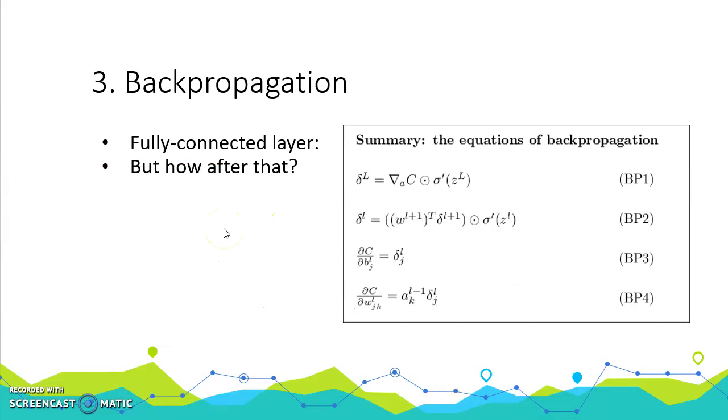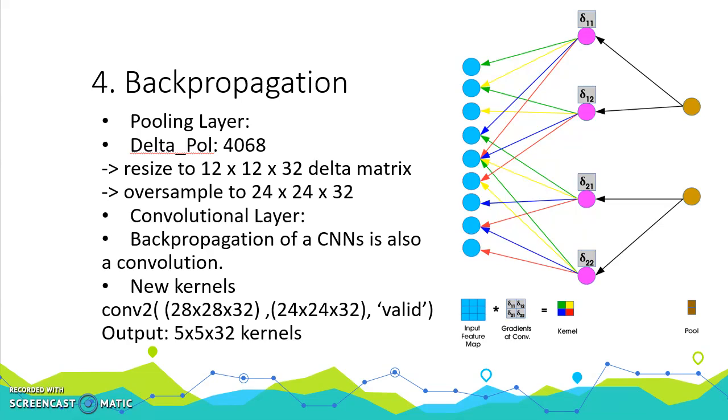So now we go to the backpropagation. For the fully connected layers, we do the same as we did in the feed-forward neural network. Here we have the formula of it. We will first calculate the cost and delta and then the gradient. But how after that? How should we calculate the gradient and the delta of the pooling and convolution layers? After the backpropagation of the fully connected layers, the first delta matrix has the size of 4068.